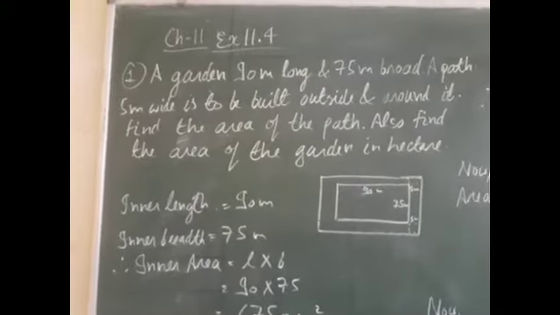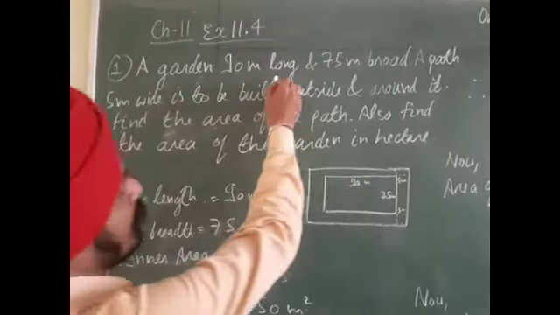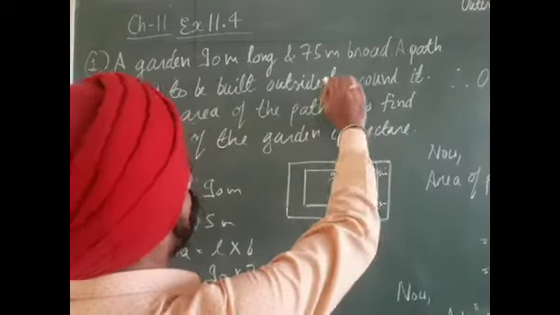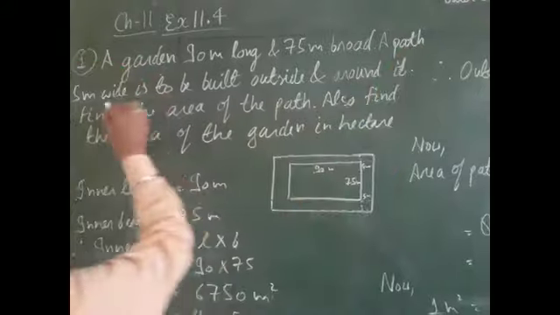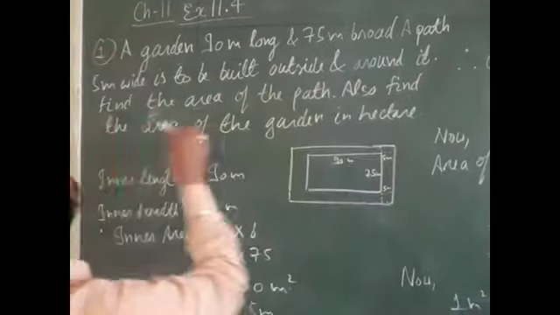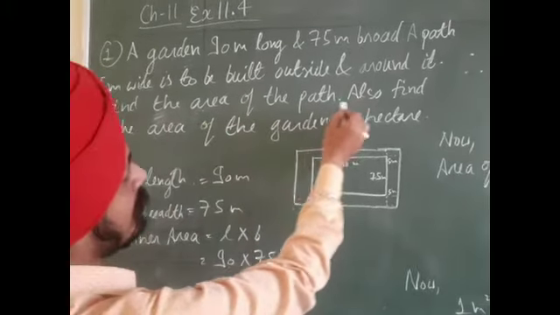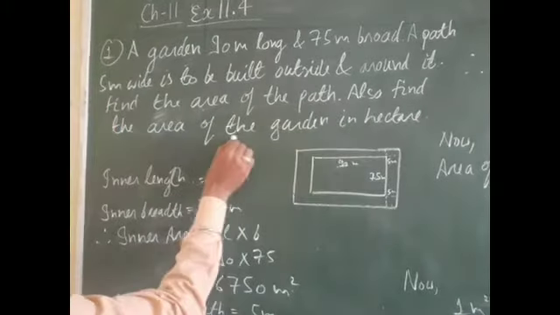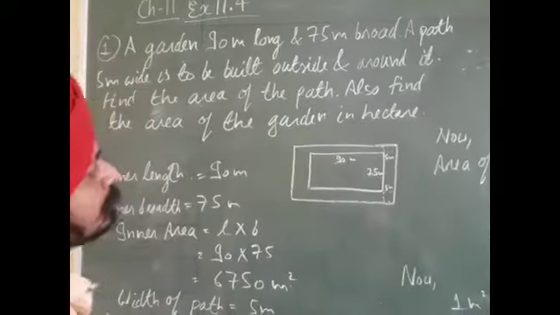See the first question. A garden is 90 meter long and 75 meter broad. A path 5 meter wide is to be built outside and around it. Find the area of the path. Also find the area of the garden in hectare.